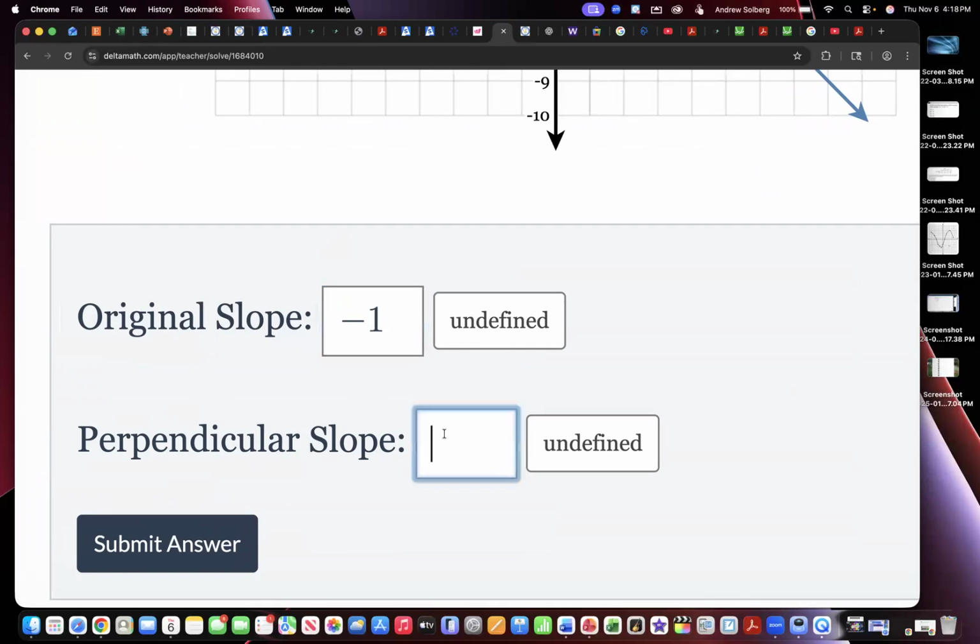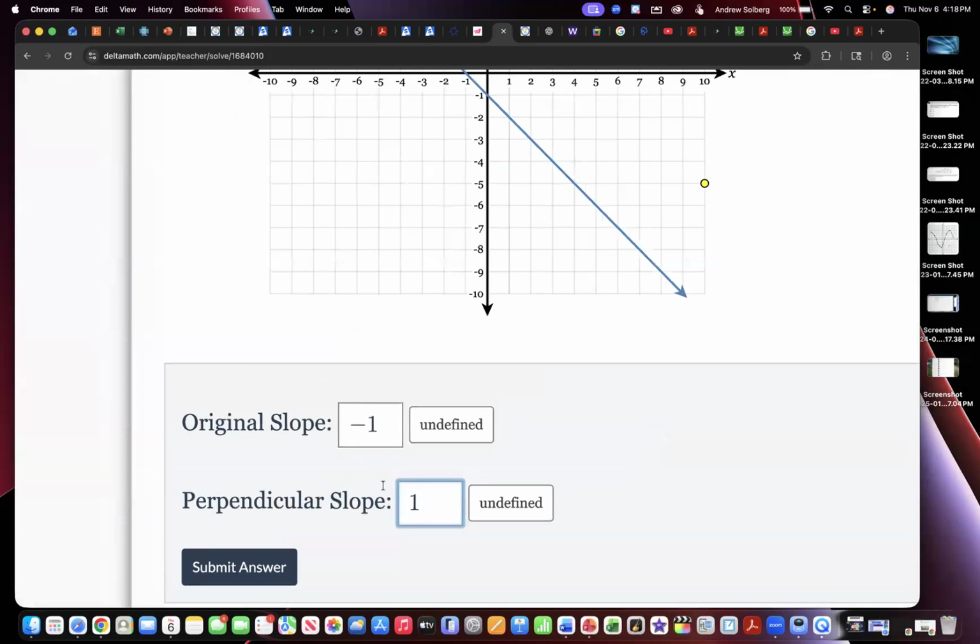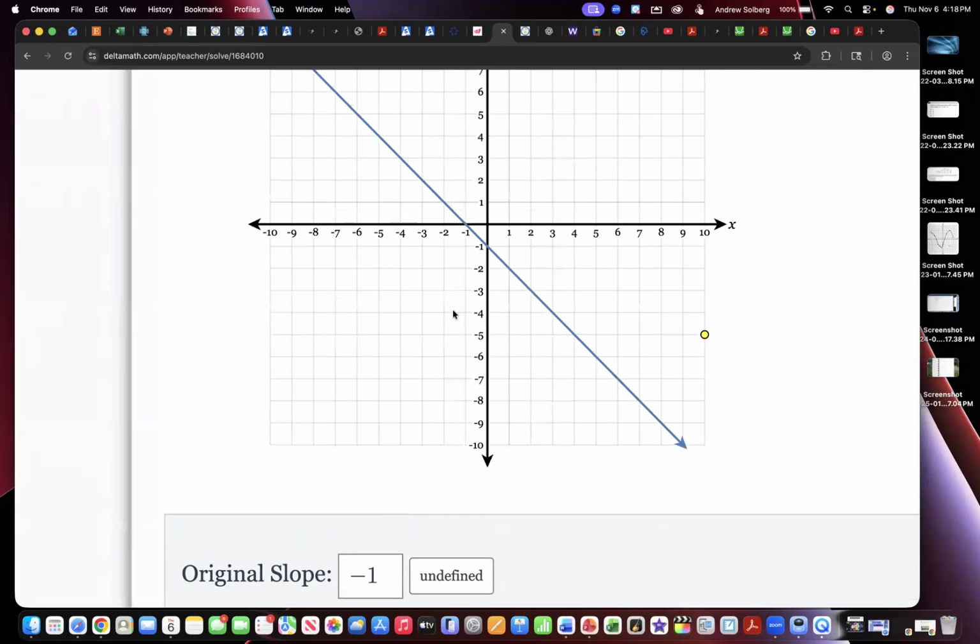So this is negative, so this should be positive, and then this is just 1 over 1. If I flip 1 over 1, it just becomes 1 over 1. So I need a line with a slope of 1. If I pick any point, you can start anywhere.